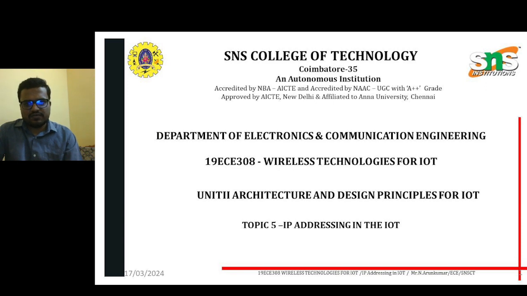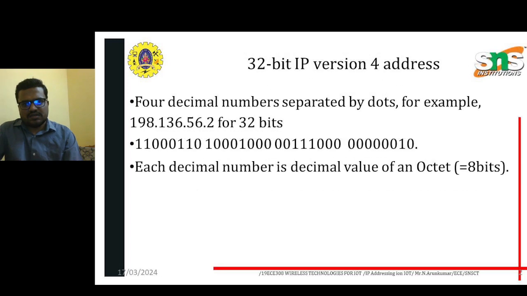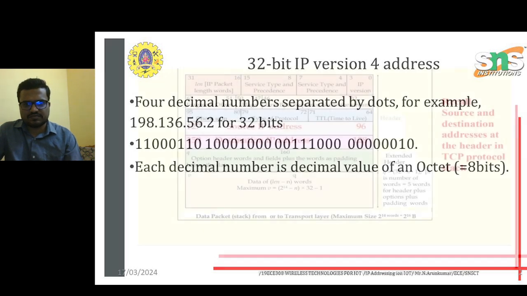In this video, we are going to see about IP addressing in the IoT. Generally, Internet Protocol version 4 has a 32-bit address. It is four decimal numbers separated by dots. For example, 198.136.56.2 for 32 bits. It is calculated by using binary numbers. Each decimal number is the decimal value of an octet, equal to 8 bits. So 1 byte is equal to 8 bits. So it is to be followed based on the decimal numbers.